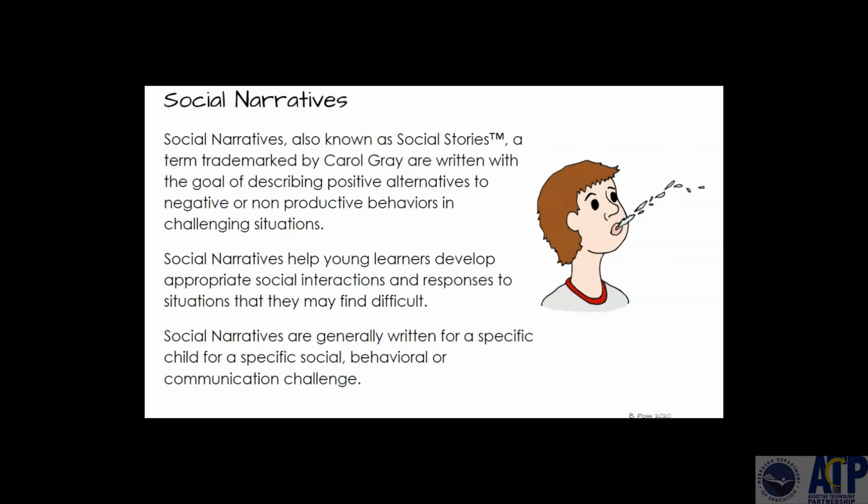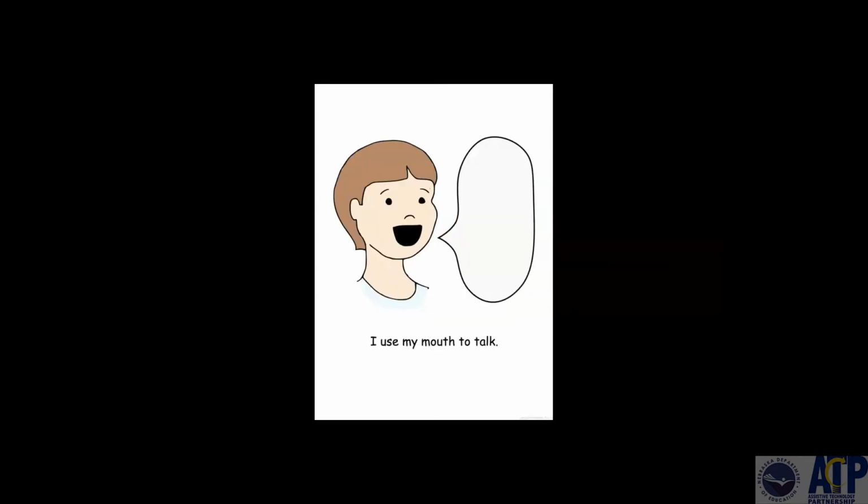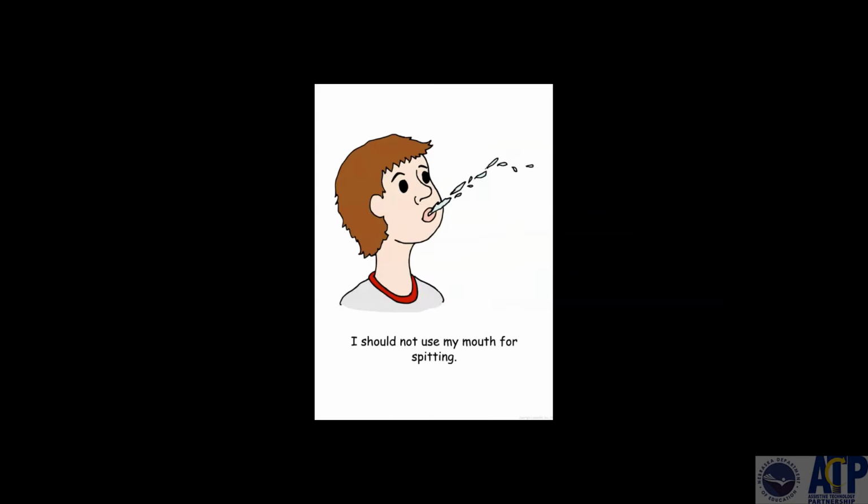Social narratives are generally written for a specific child for a specific social, behavioral, or communication challenge. Don't Spit was written in response to a young man who would spit on peers and teachers when he became frustrated or upset. As a part of the implementation of the social story, we would read it to him, presenting him with positive ways to use his mouth, and then discuss how he should not use his mouth for spitting.